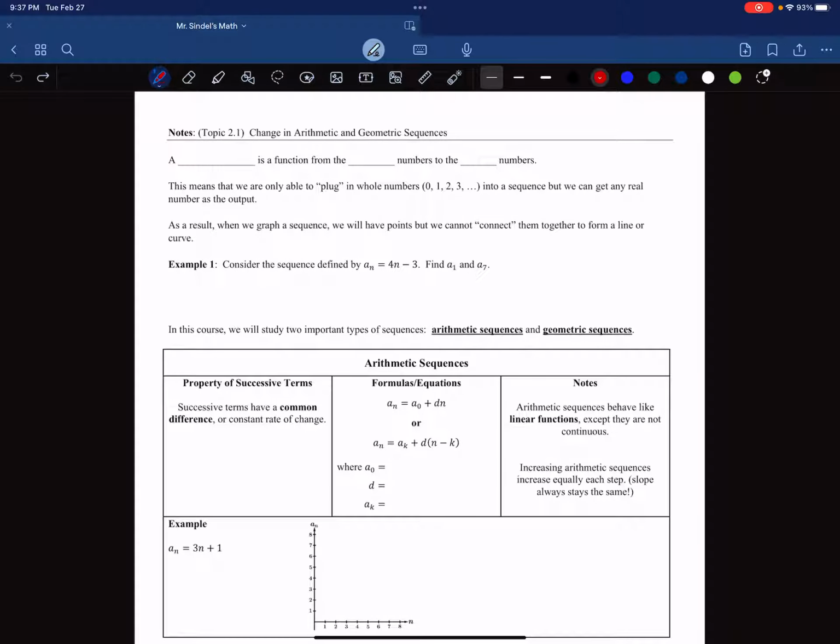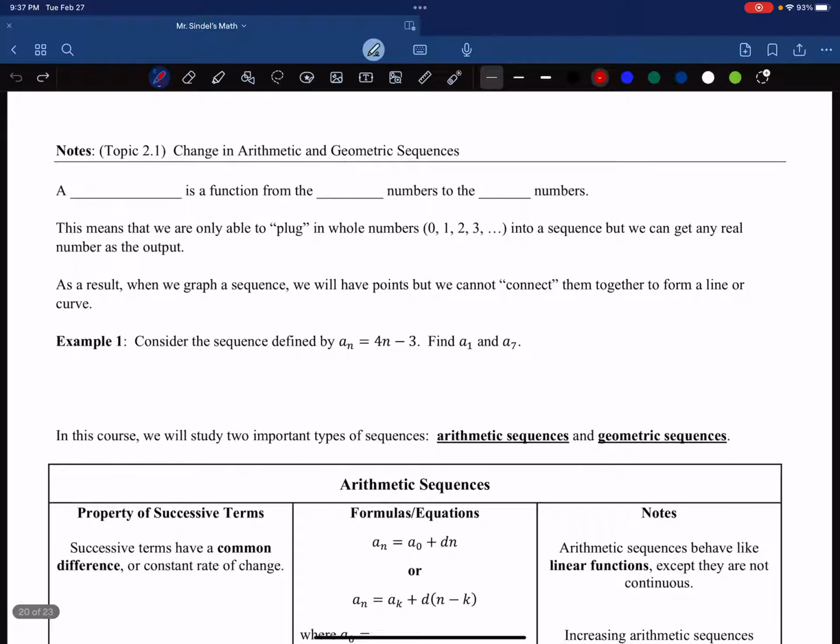This is AP Precalculus, notes for topic 2.1, change in arithmetic and geometric sequences. Let's dive in. All right, so when we're talking about these arithmetic and geometric sequences, we want to first talk about a sequence.